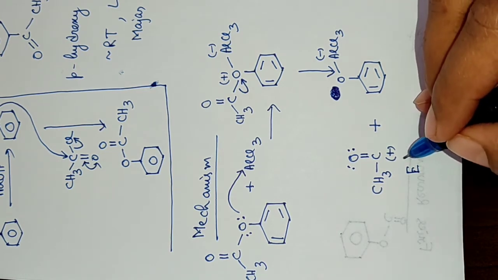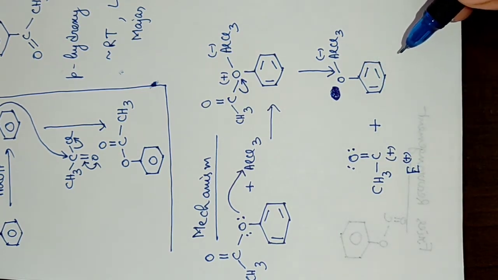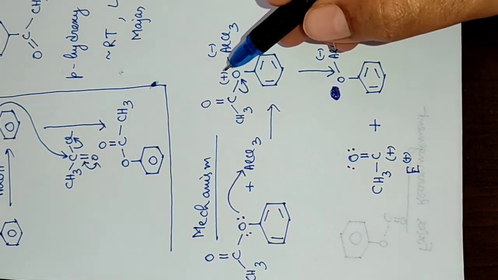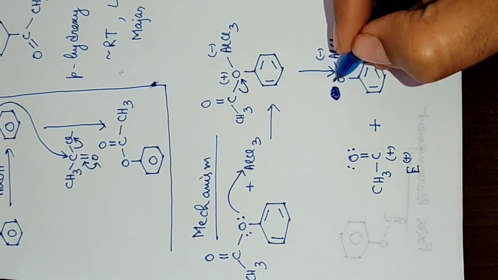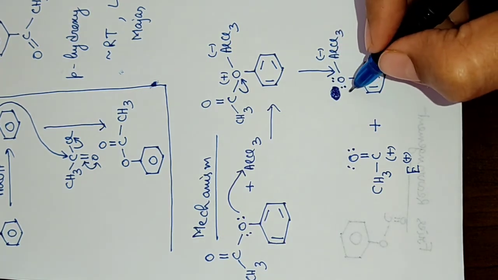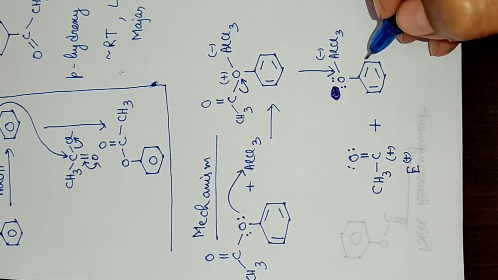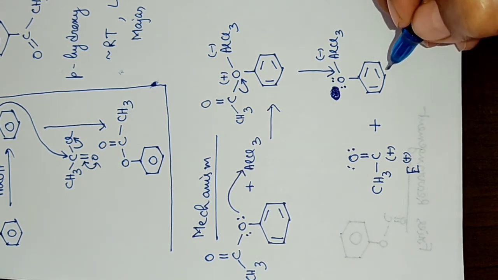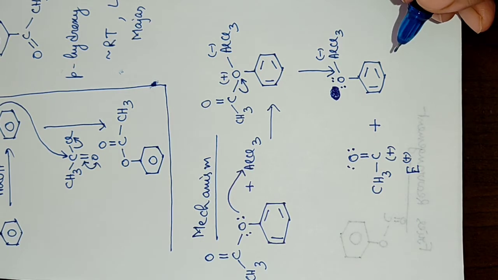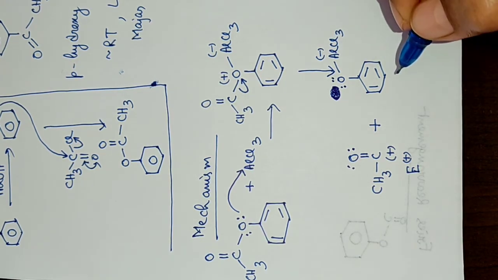Now this electrophile will carry out the electrophilic aromatic substitution in this ring. Since the plus charge has been neutralized, it has a lone pair and it will come into the ring through resonance, and the ortho and para positions will be activated. Now the aromatic substitution will occur at ortho and para both.